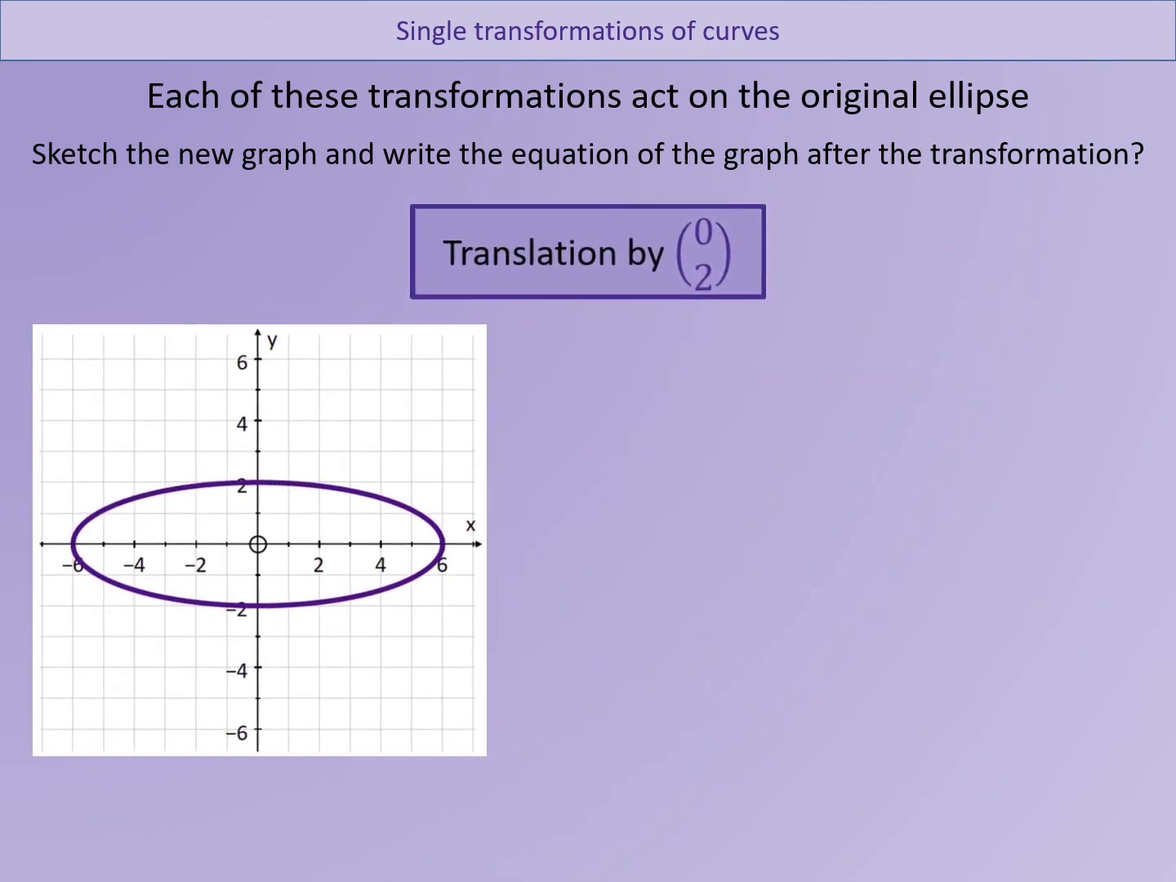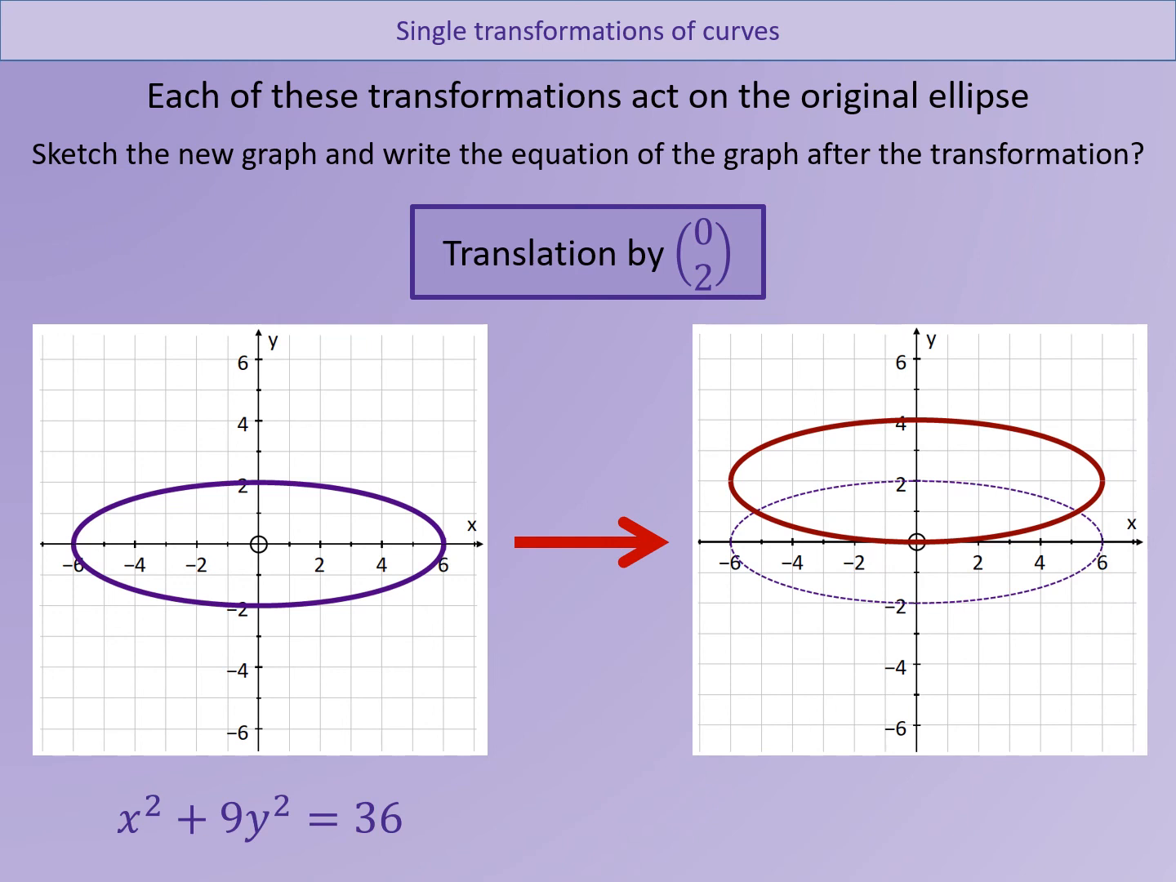For the fourth transformation, we are going to translate by (0, 2). This means translating up by 2 units. So the new curve is here. We can see that it now passes through the origin and the centre is now at (0, 2). To get the new equation, we need to replace y with y minus 2.